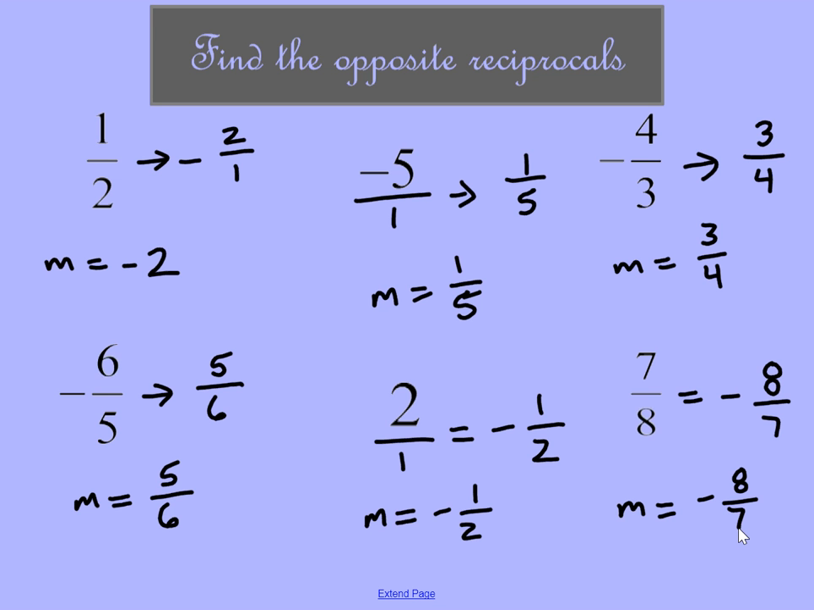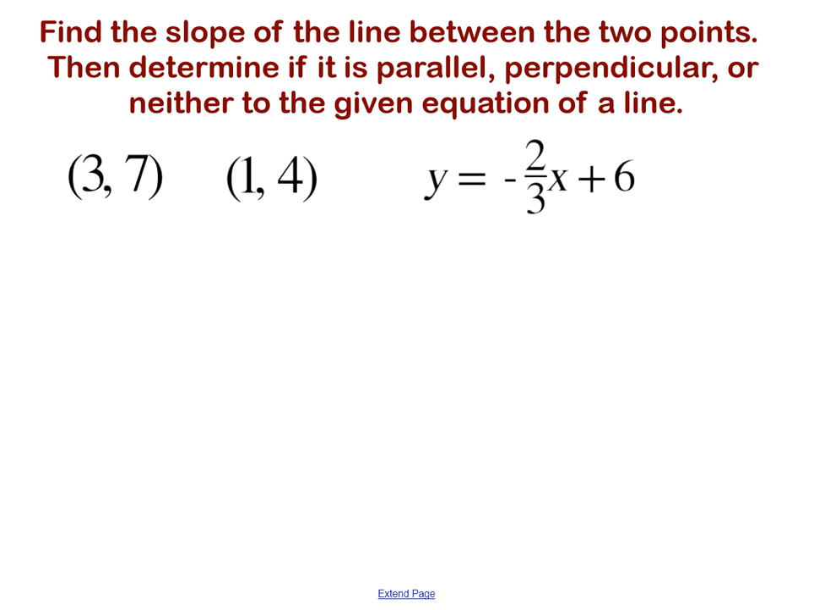And those are all opposite reciprocal slopes. Find the slope of the line between 2 points, then determine if the line is parallel, perpendicular, or neither given the equation of the line. So if I have 2 points, I can stack them and slide them. So I have 3 over 7, 1 over 4. So I got to find the slope between those 2 points.